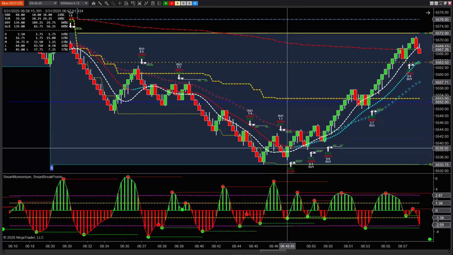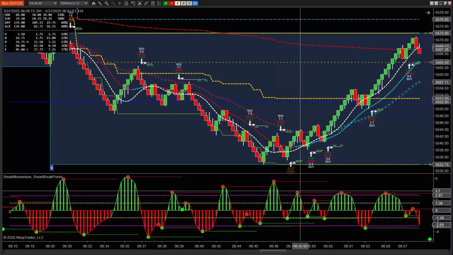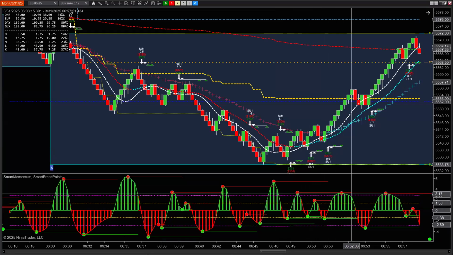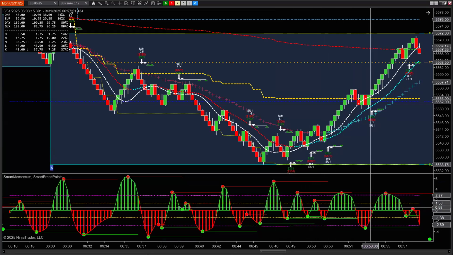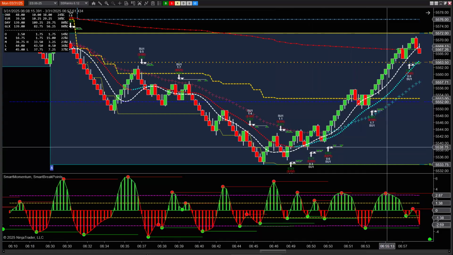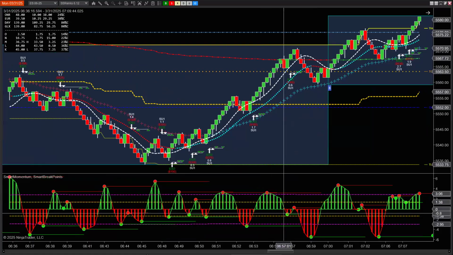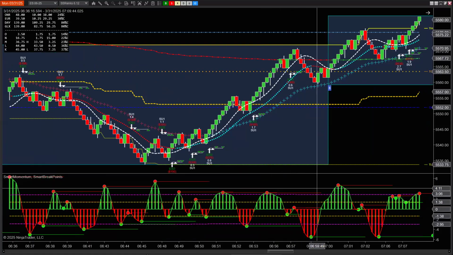Okay, and then this goes out of orange, and then this comes back inside. Out of orange, comes back inside. Out of orange, comes back inside orange, etc. Super simple. Super simple. Yeah, outside, inside.